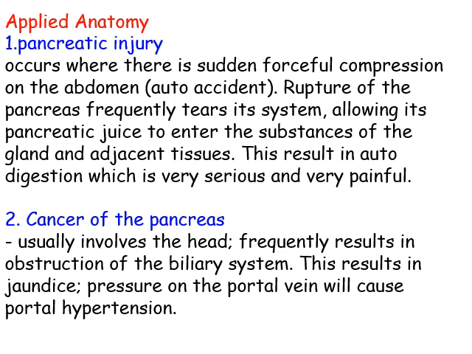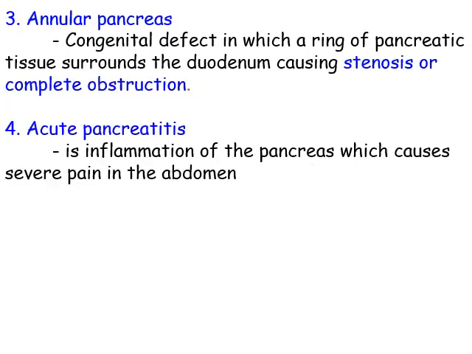Number two, cancer of the pancreas. So pancreatic cancer mostly occurs at the head. So when the tumor compresses the biliary system and also puts pressure on the portal vein, it causes portal hypertension and obstruction of the biliary system, resulting in a patient with jaundice.